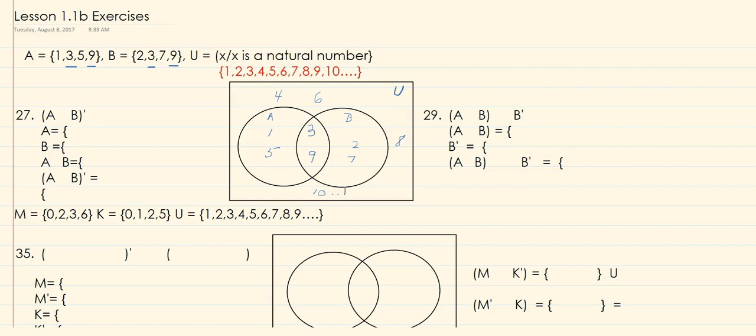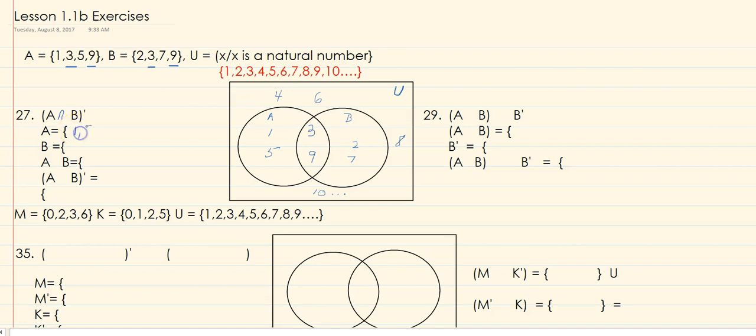Number 27 asks us to find each set, then draw and shade a Venn diagram. So number 27 is the set A in intersection with B, and then find its complement. So A in intersection with B and find its complement. Well, let's take a look.